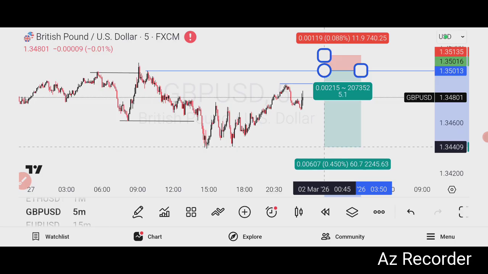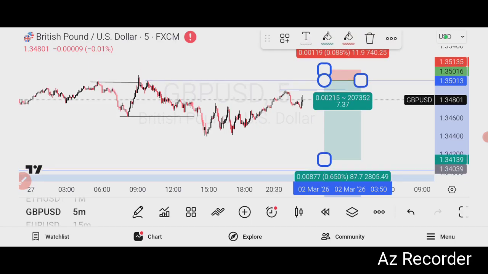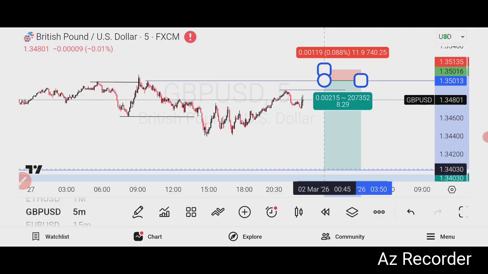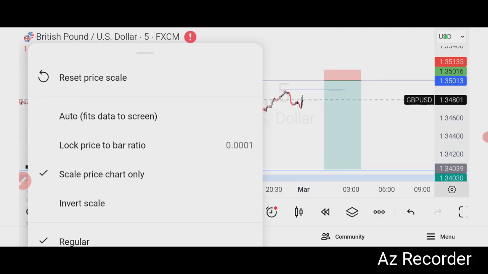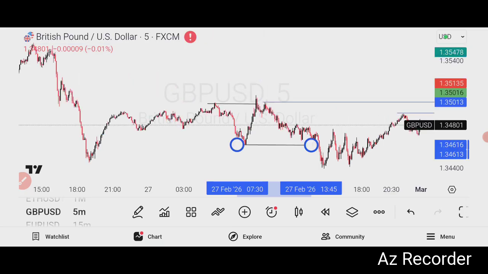Or you can decide to target this zone here. But for me, since I already know the direction of the market, I'll be targeting this point. So this is my trade setup for GU, what I'm anticipating.